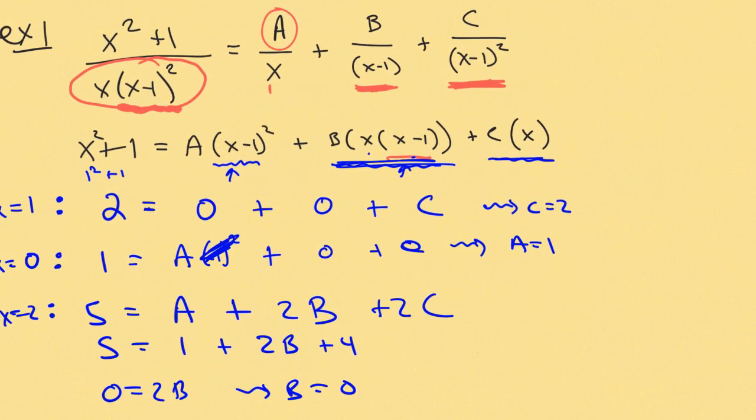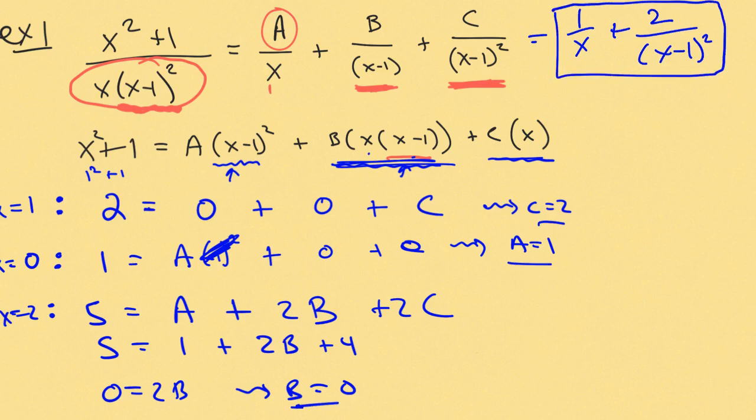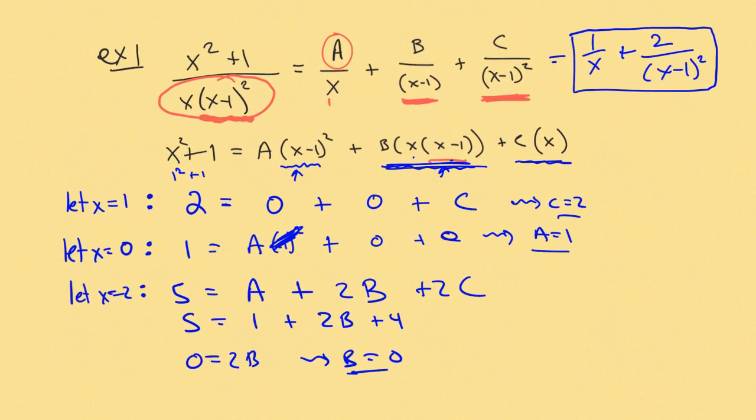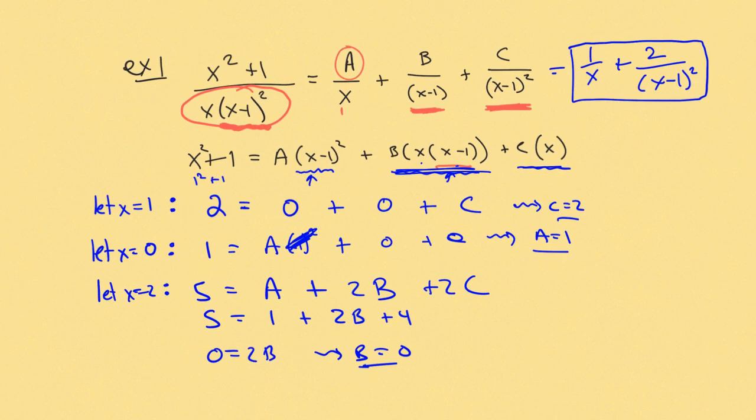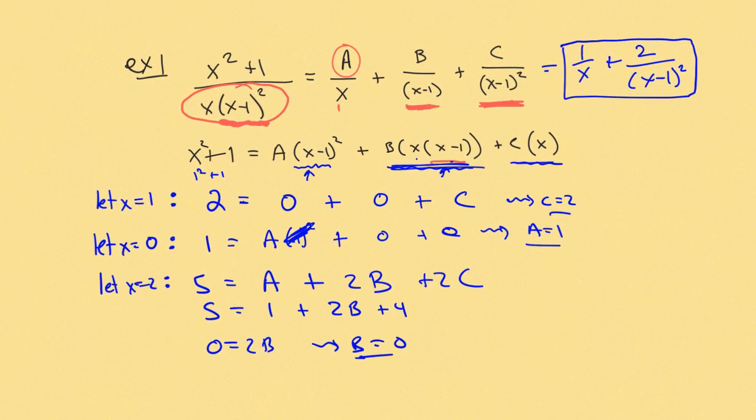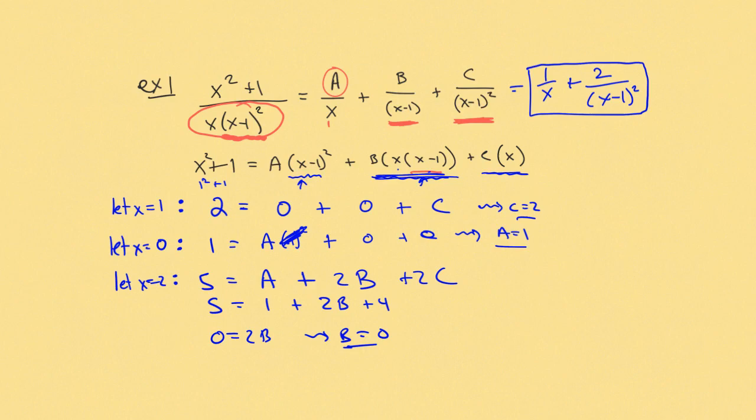And so I have my answers, A, B, and C. So I can write my final answer here as 1 over x plus 0, so I'm not going to write the 0 over x minus 1, plus C, so plus 2 over x minus 1 squared. So I split that up. So a lot of times that's nicer than the matrix method, or solving the system, especially when it's tough to get the terms all figured out in terms of going on the hunt for your coefficients. All right, so let's do example 2.